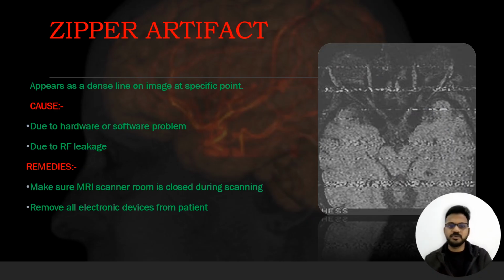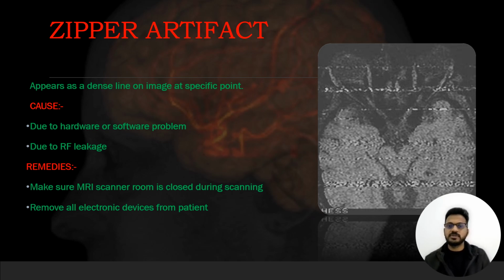First, we are going to discuss the zipper artifact. The zipper artifact is a dense line on the image at specific points. This may be caused by hardware or software errors, or maybe due to RF leakage. How to resolve these things? We cannot fix a hardware or software problem ourselves. We should ensure the MRI room door is closed properly while acquiring the images.